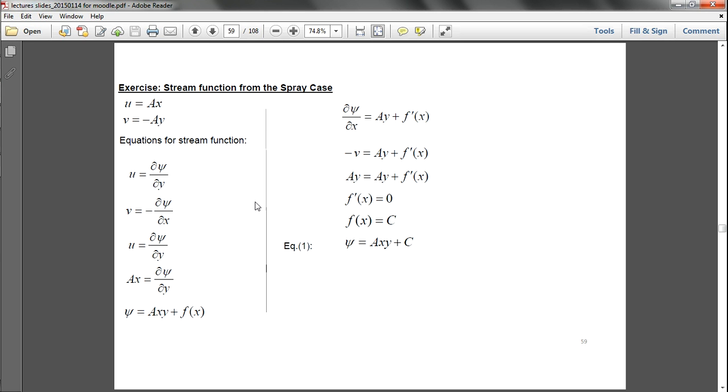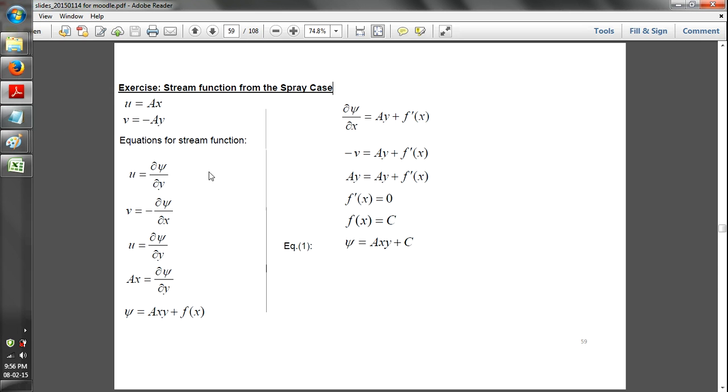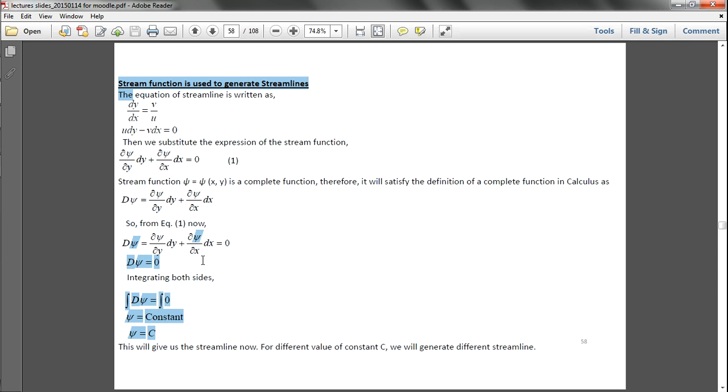In the next video, we'll talk about actually deriving a general equation for the streamline. This is the one that we talk about, right? Later we'll do it. Actually, I haven't finished yet, so maybe in the next video I'll just talk about it.